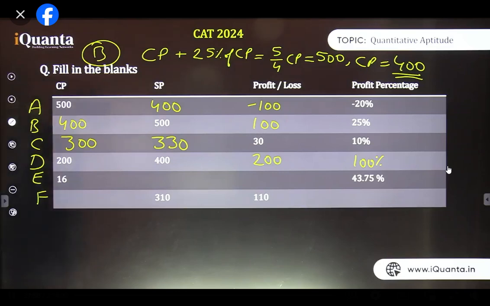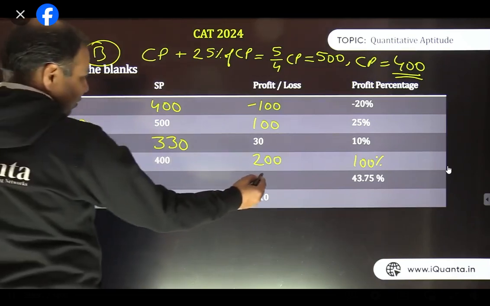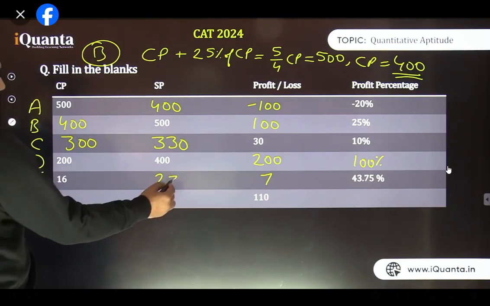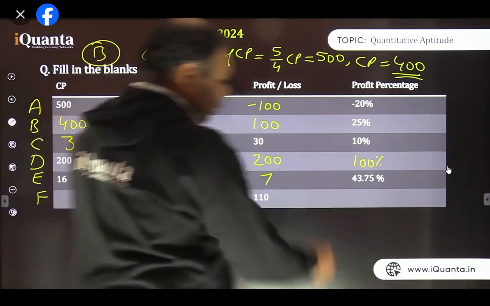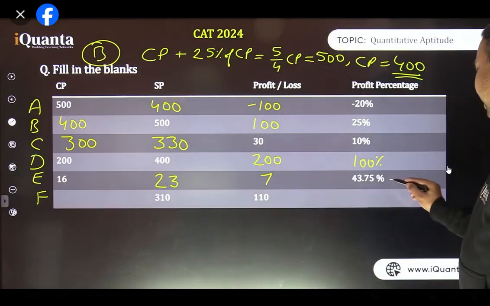E now. Harsh. Yes, 7 by 16 was to be used. Nice. So 7 and 23. We need to make use of the fact, if you are able to identify, this 43.75 is basically 7 by 16.